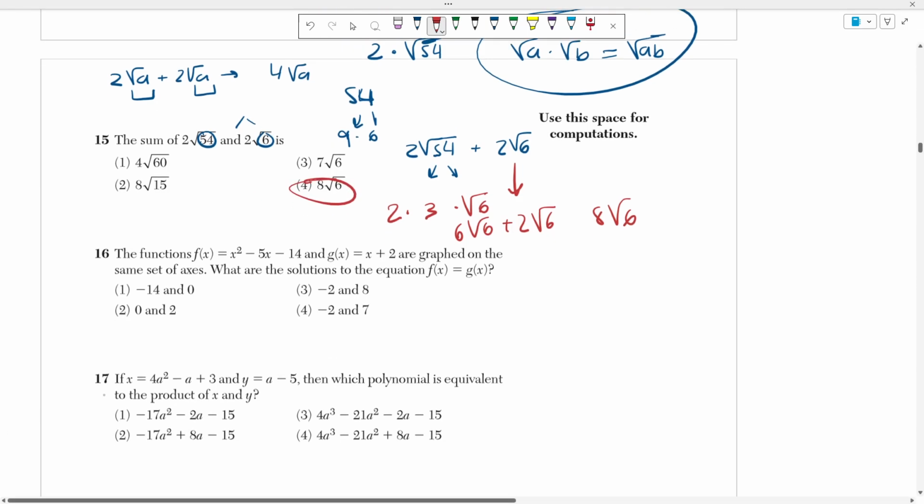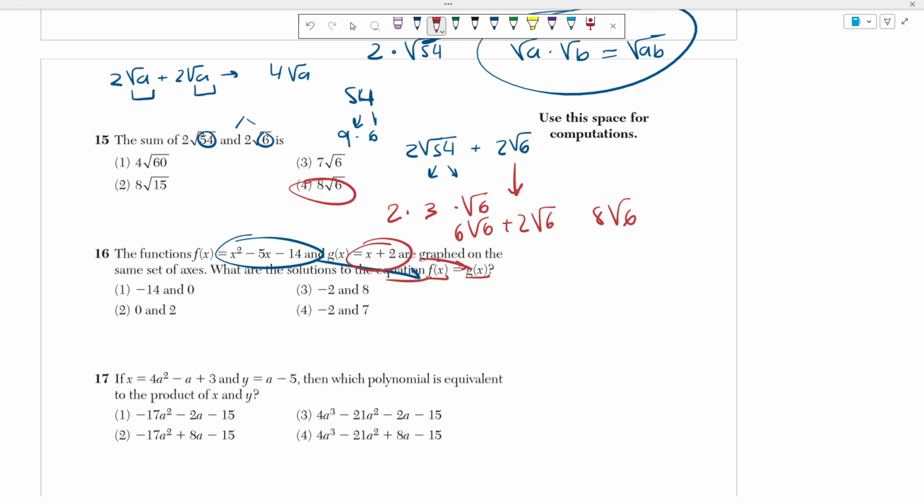16 says the function f of x is equal to x squared minus 5x minus 14, and g of x is equal to x plus 2 are graphed on the same set of axes. What are the solutions to f of x is equal to g of x? So all we need to do is set these equations equal to one another. Whenever I see f of x, I can plug this in for f of x, and whenever I see g of x, I can plug this in for g of x.